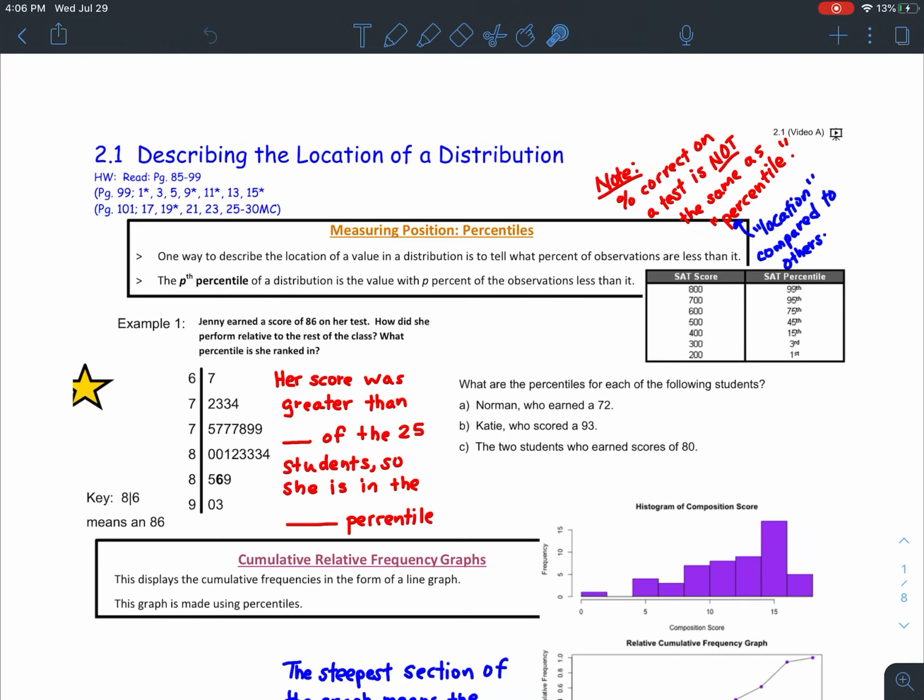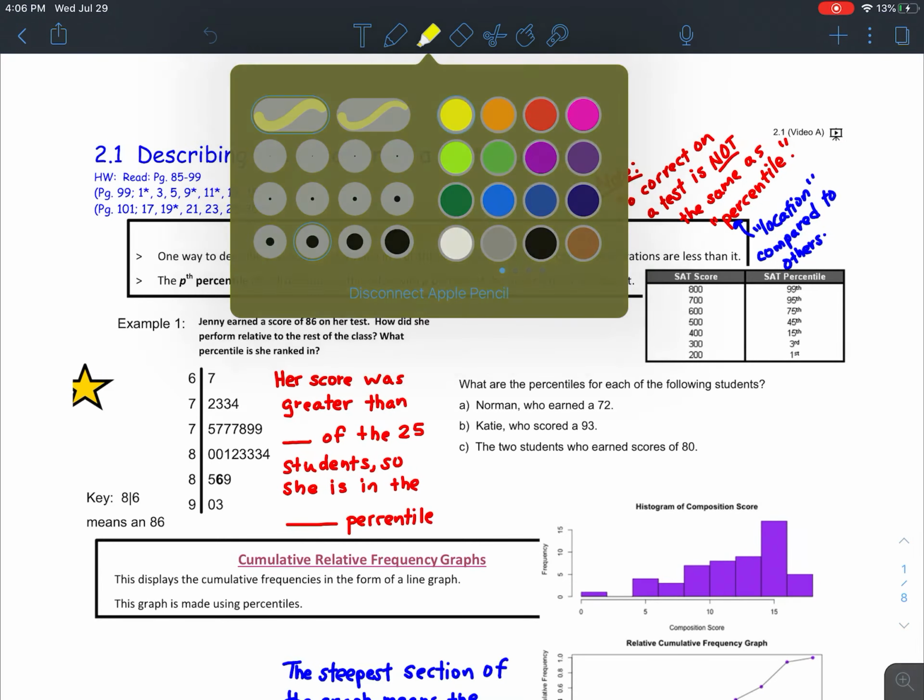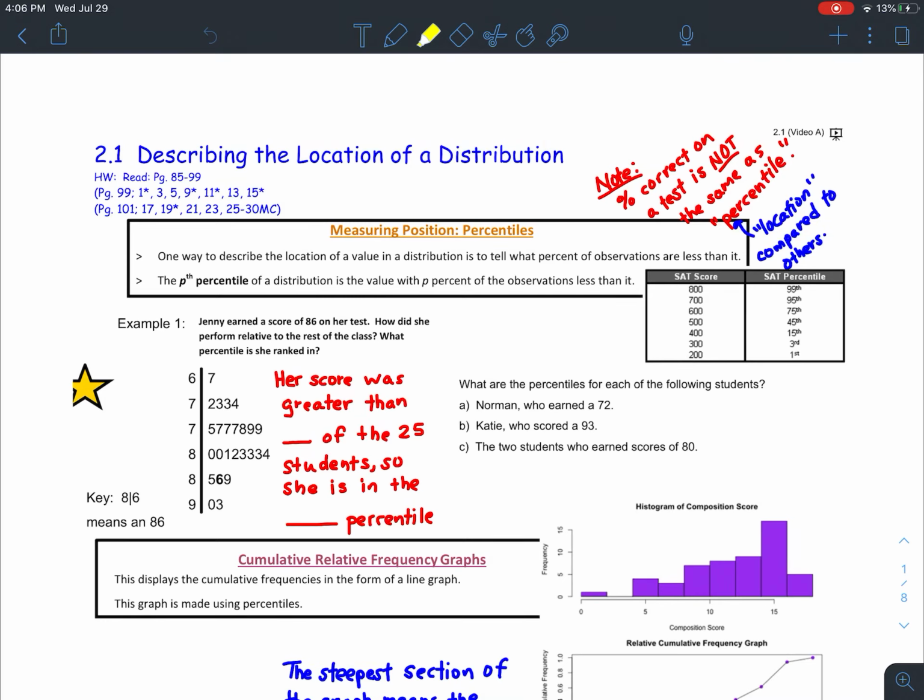And that is a percentile. A percentile measures the position that a piece of data is in. It says here, one way to describe the location of a value in a distribution is to tell what percent of the observations are less than it. Please note here, though, that the percent correct, say, on a test is absolutely not the same thing as what a percentile is. These sometimes easily get confused with each other. A percentile means location as compared to others in the data set.